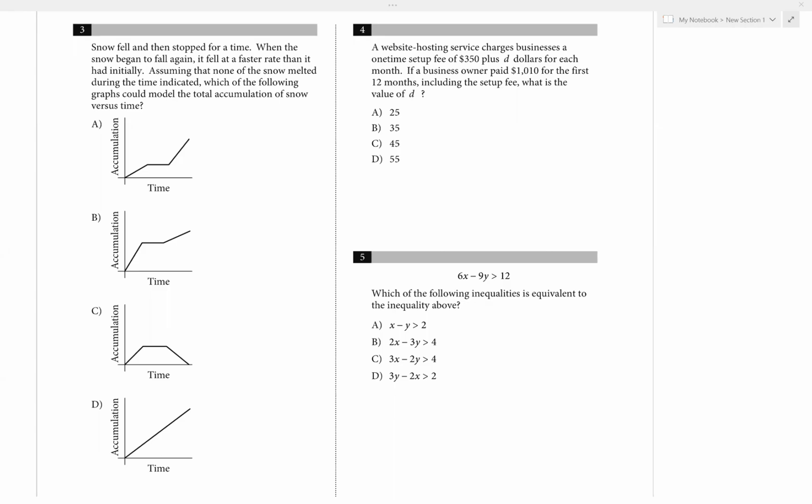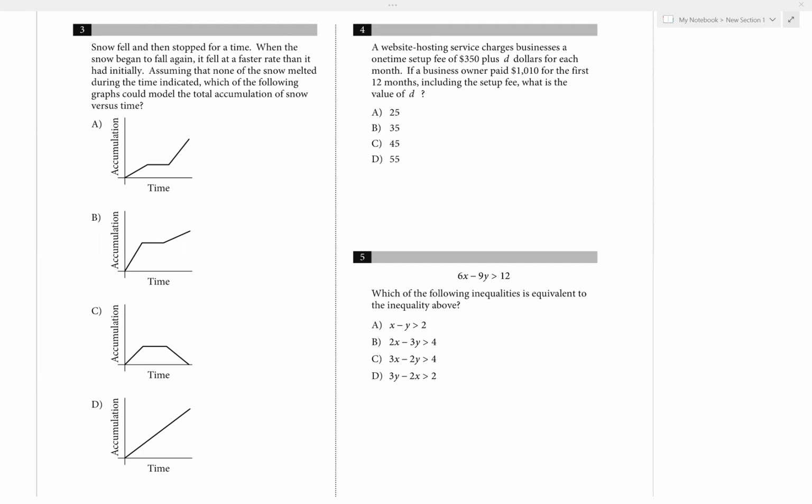And number 3, snow fell and then stopped for a time. When the snow began to fall again, it fell at a faster rate than it had initially. Assuming that none of the snow melted during the time indicated, which of the following graphs could model the total accumulation of snow versus time?